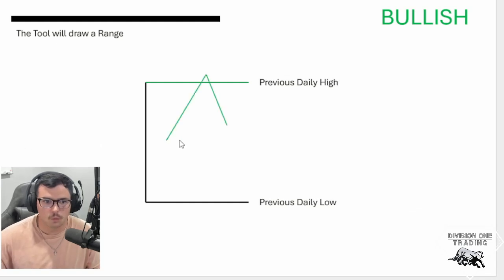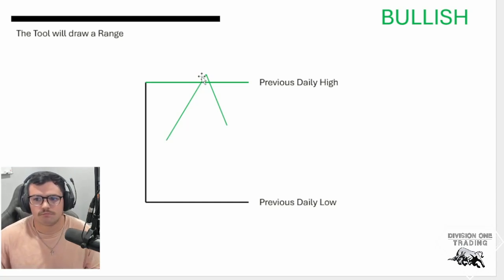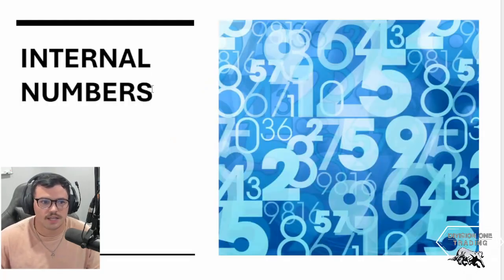So say that price breaks that previous daily high. That is our trigger. So that's what we were covering just now. That's it. That's all you're waiting for. You're waiting for price to go up and hit that trigger. And that's all that we need to cover for that. So the next part gets into the retracement phase of this. It gets into the internal numbers.